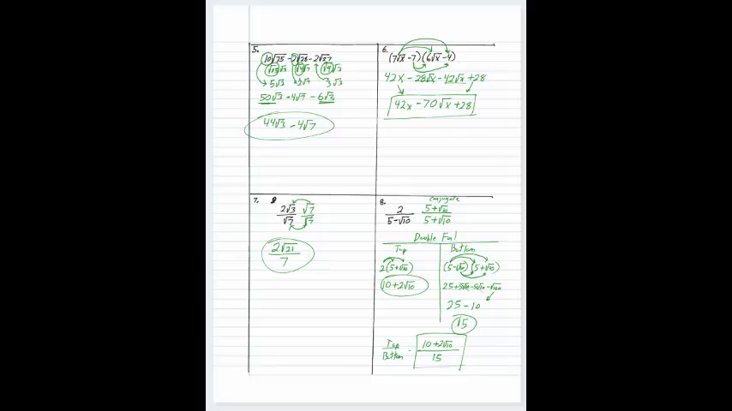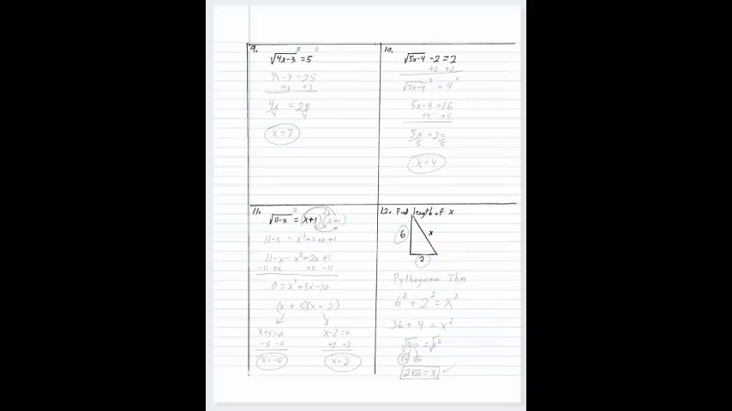Number 9, I'd like to solve for x, but we have a problem. X is stuck inside the square root box. So let's start by squaring both sides. So we get 4x minus 3 equals 25. Now we don't have to deal with square roots anymore.